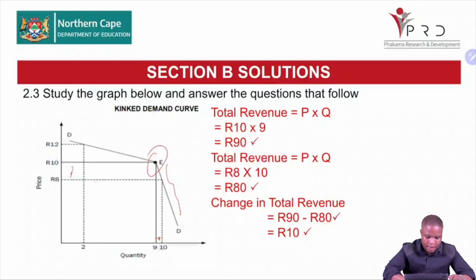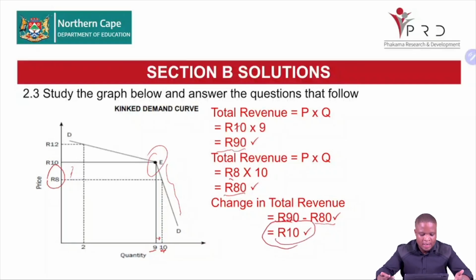10 times 9 is 90 rand revenue, right? And then you go to the price of 8. If the price has been decreased to 8 times 10, it's 80 rand. So at the price of 10, they are gaining 90 rand. At the price of 8, they are only getting 80 rand, meaning they are losing revenue of 10 rand. So they are losing revenue.